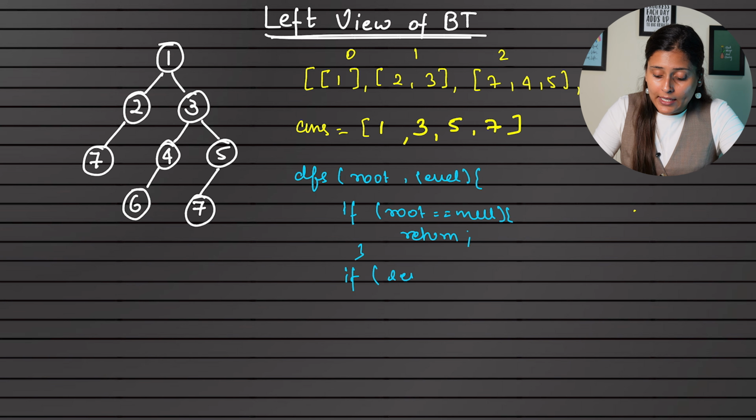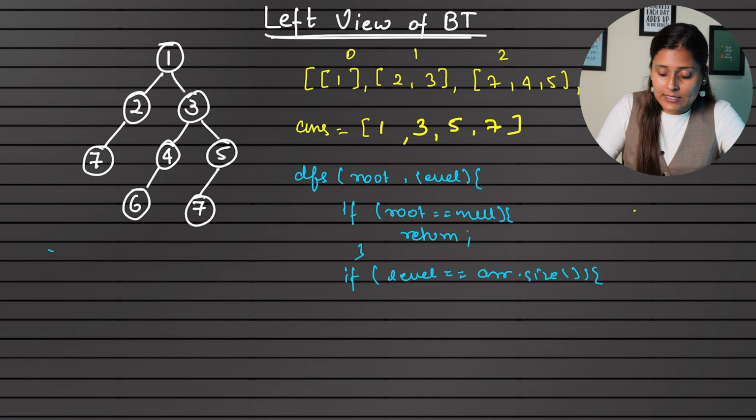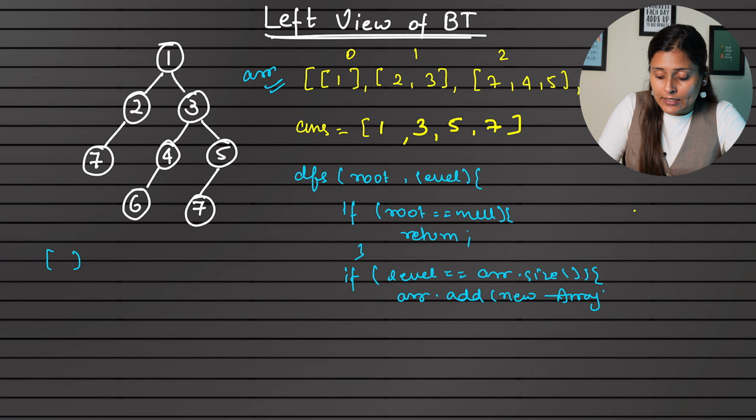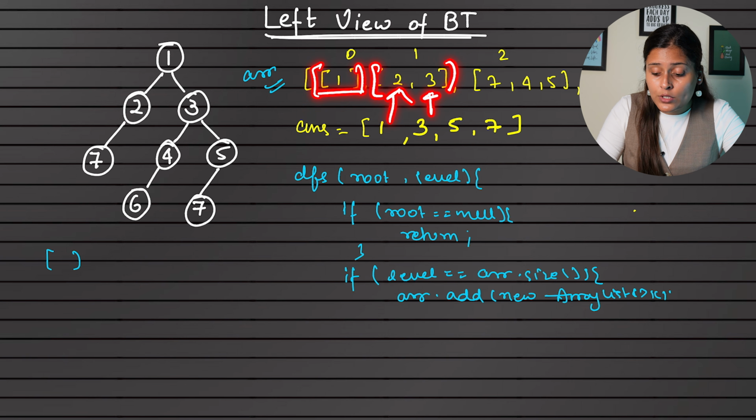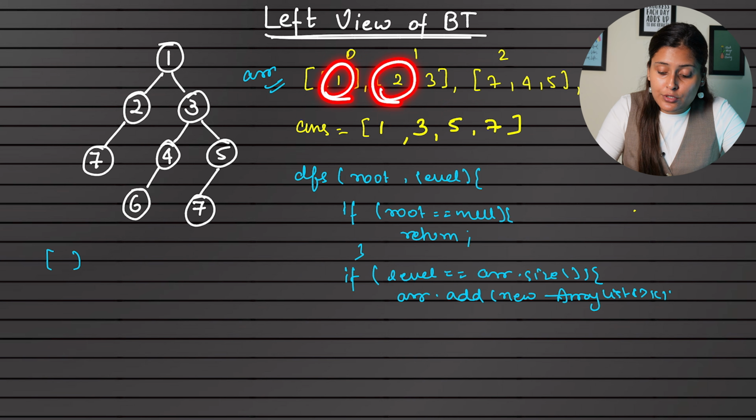Now what we did: if our level matches the array size, where array is nothing but the outer array, then we added a new array list inside the array. Remember? Yes. Here also we can insert, but we already discussed why we are inserting all the nodes when it was only required to insert the very first nodes.